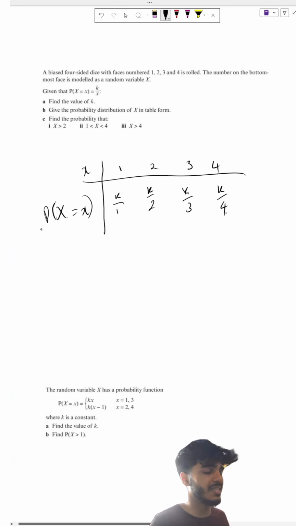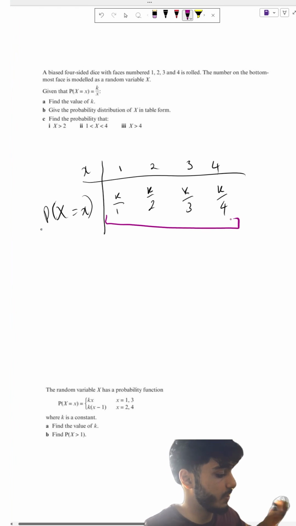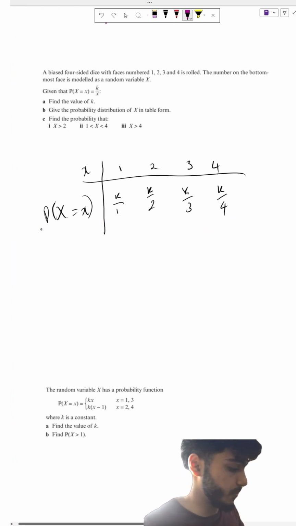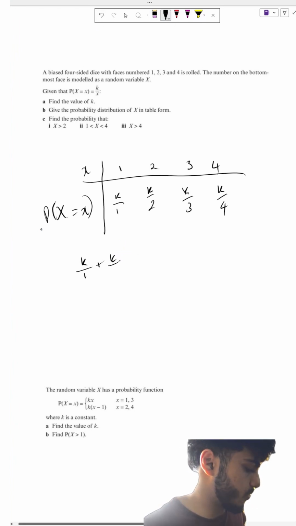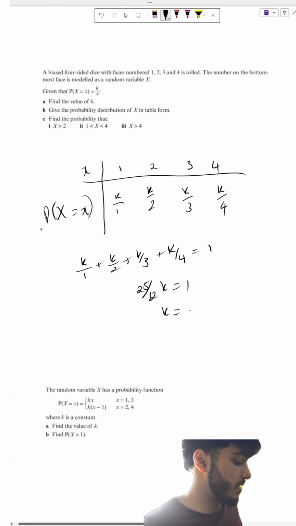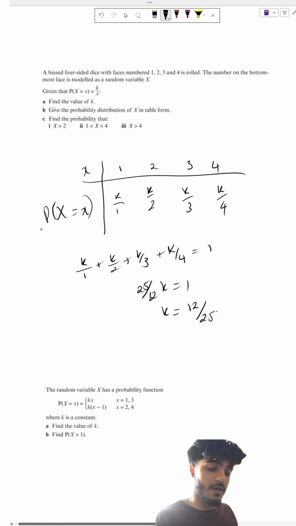And if we remember, this is a key thing for every single probability question you do: all the probabilities add up to 1. So if we find that this adds up to 1, I'll simplify. Using my calculator, I end up with 25 over 12k. Before that, I'm going to rewrite this: k over 1 plus k over 2 plus k over 3 plus k over 4 is equal to 1. Simplify this, I get 25 over 12k is equal to 1. So k will be 12 over 25.